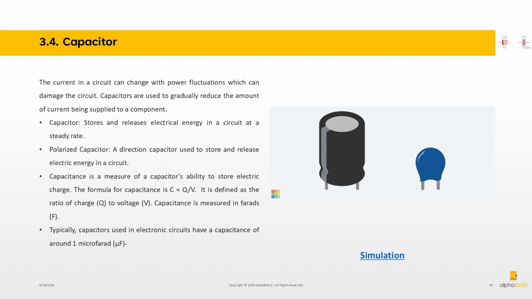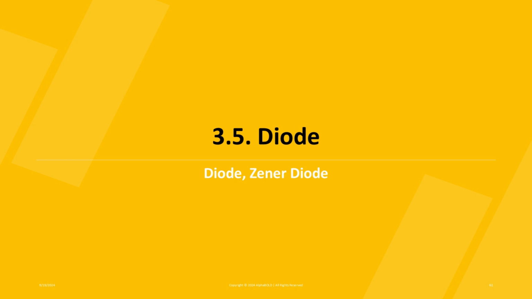The formula for capacitance is C equals Q/V. It is defined as the ratio of charge, Q, to voltage, V. Capacitance is measured in farads, F. Typically, capacitors used in electronic circuits have a capacitance of around 1 microfarad, µF. Diode.